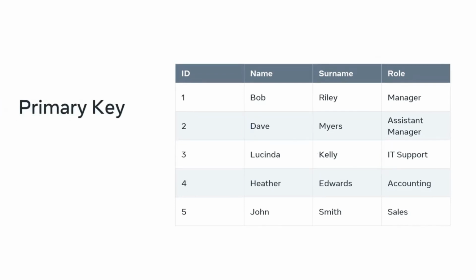Each row or record in a table is also uniquely identified by what's known as a primary key. A column in the table that has unique values will become the primary key of the table. In the employee table, for example, the ID column is the primary key as each ID is unique. This is because the other columns could contain repeating values. For example, two employees may share the same name or role.